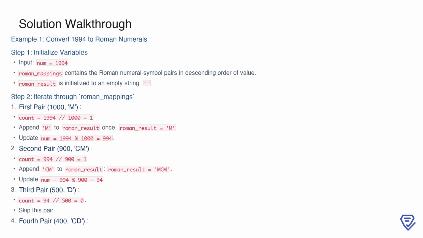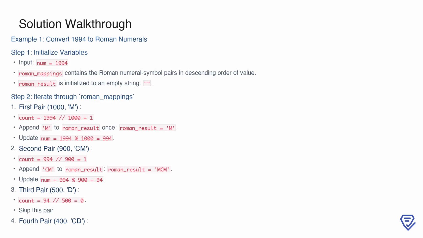To start converting the integer 1994 to Roman numerals, we first initialize our variables. The input number is set to 1994, and we define roman_mappings as a list of Roman numeral symbol pairs arranged in descending order of their values. This ensures we always process the largest values first. We also initialize an empty string, roman_result, to store the resulting Roman numeral.